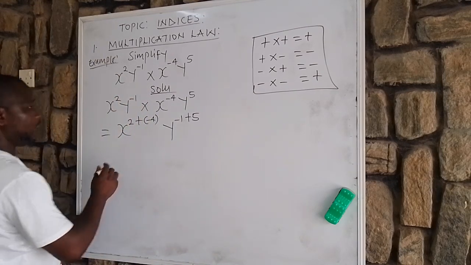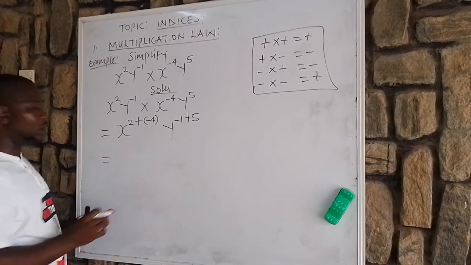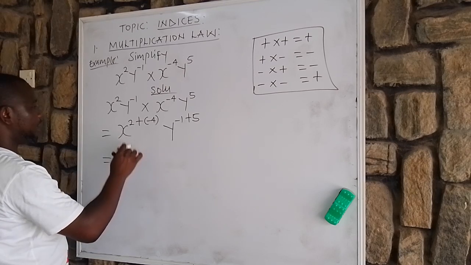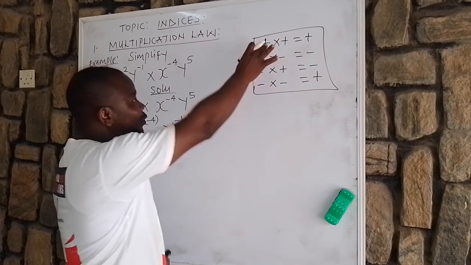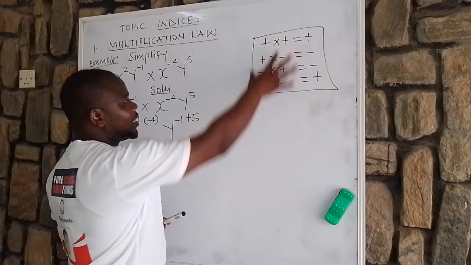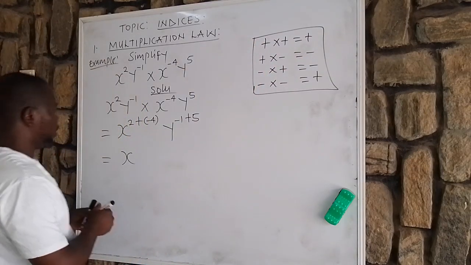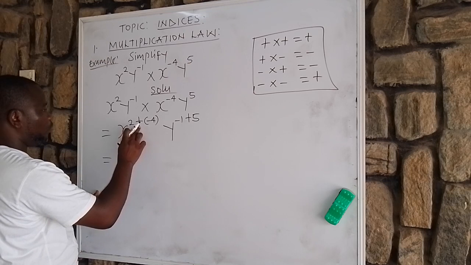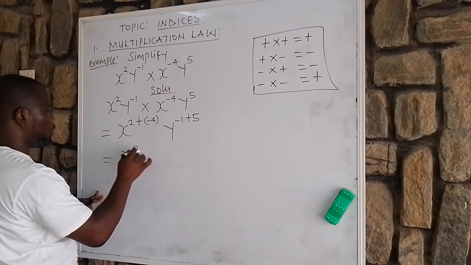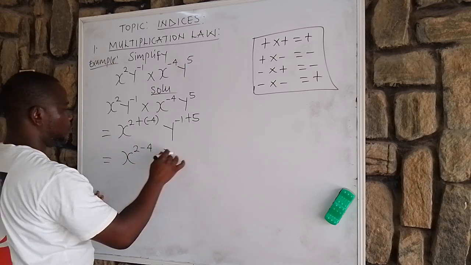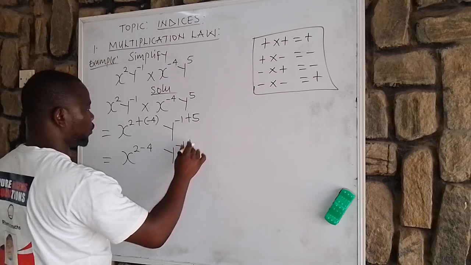Okay. So now what we are going to do is sum or add them. So our x raised to the power of, yes, we now record this. You can now see that this multiplication law is very necessary, true or false. Plus times minus will always give you what? Minus. So 2 minus 4, then y raised to the power of minus 1 plus what?